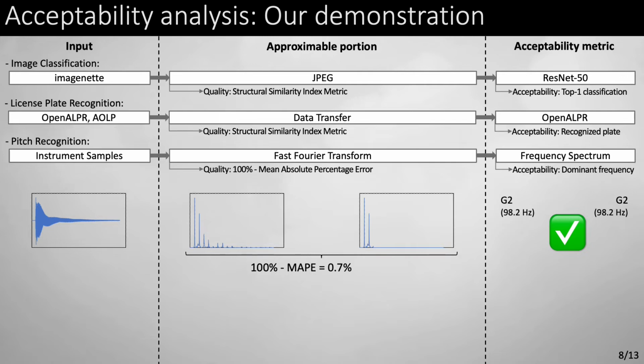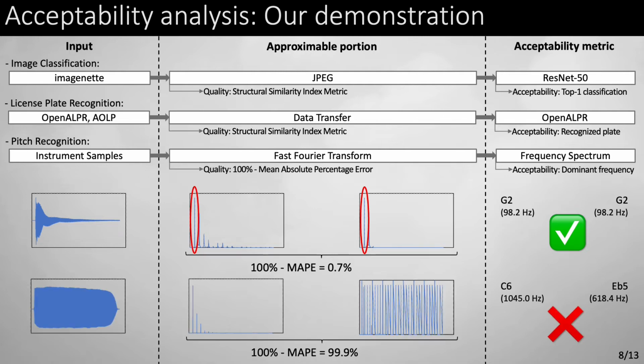The approximation truncated most of the samples in the frequency domain, which severely hurts the quality metric. However, the 98 Hz peak is still there, which leads to a correct recognition of pitch.